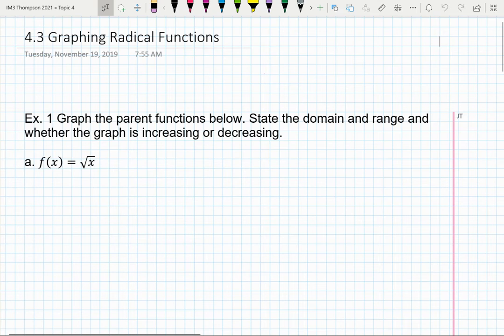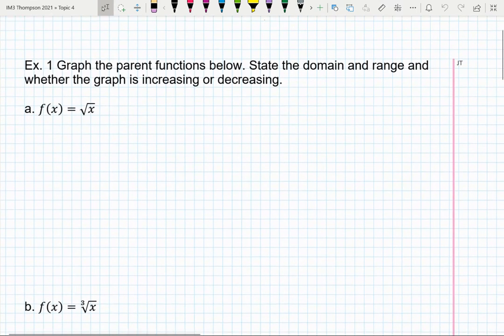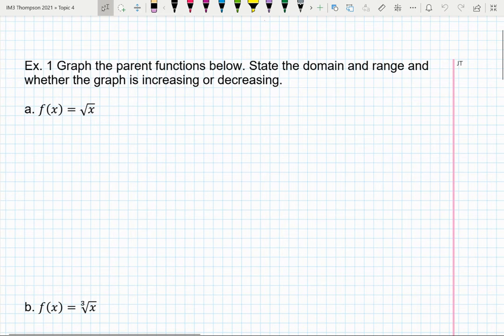So kind of circling back around to all of those ideas, just doing it now for another different kind of function. So example 1, graph the parent functions below, state the domain and range, and whether the graph is increasing or decreasing. So this first one, f of x is equal to the square root of x. This is the parent function for square root.